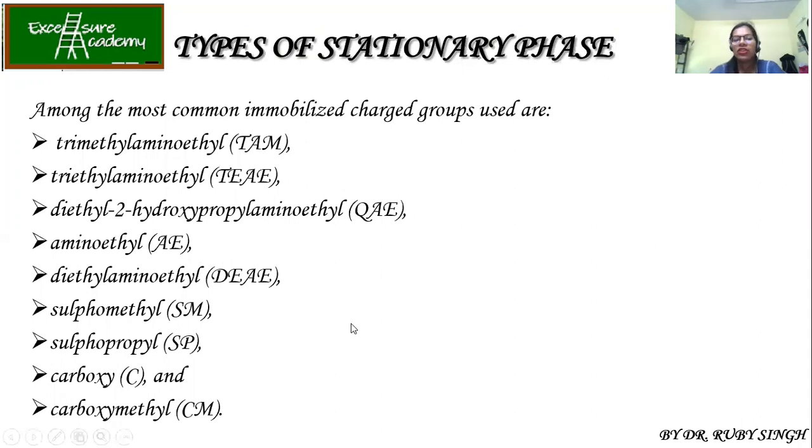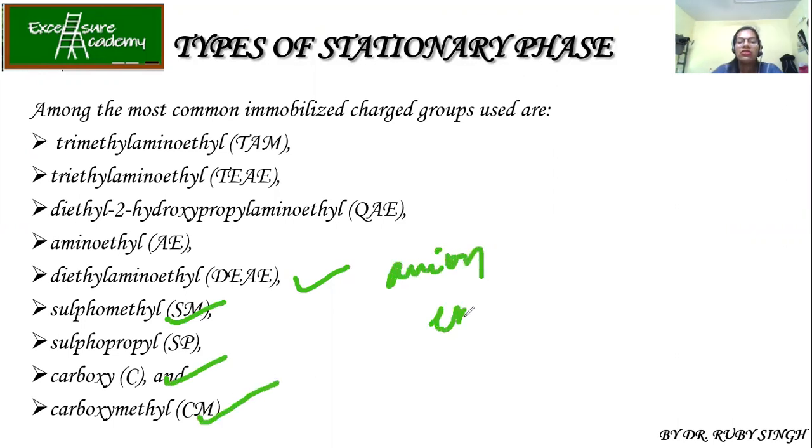So what are the types of stationary phase? I have mentioned a few already. Examples are trimethyl aminoethyl, triethyl aminoethyl, hydroxypropyl aminoethyl, diethyl aminoethyl. What I have used for my experiments mainly is DEAE, that is diethyl aminoethyl, and sulfomethyl, carboxy and carboxymethyl. DEAE is your anion exchanger, and these others are your cation exchangers.